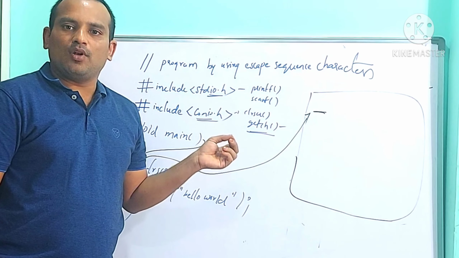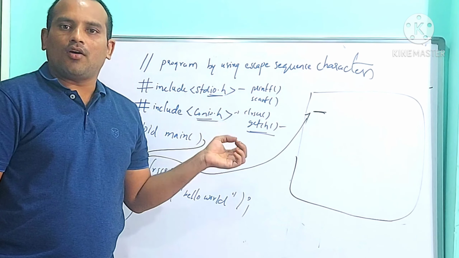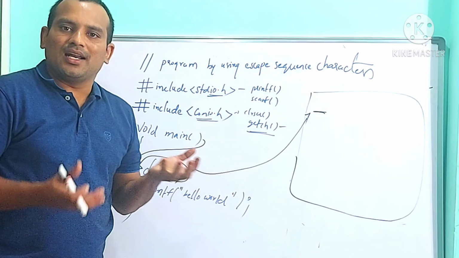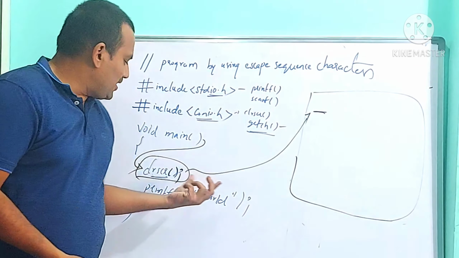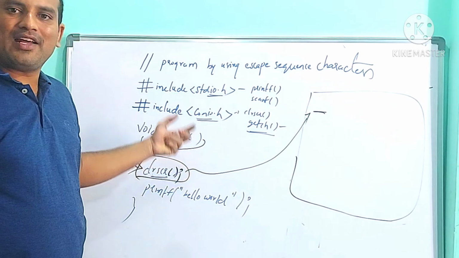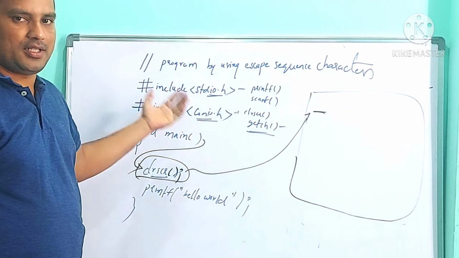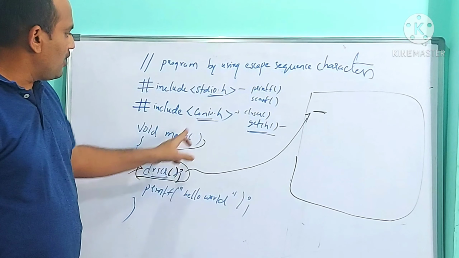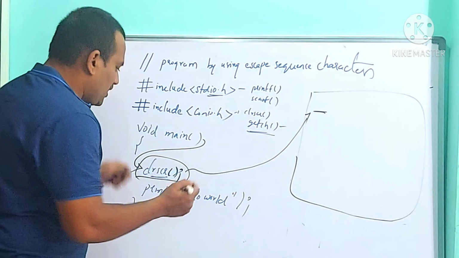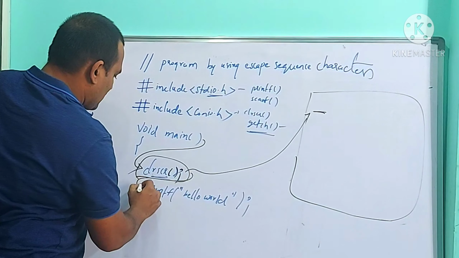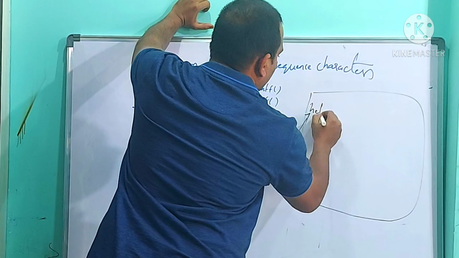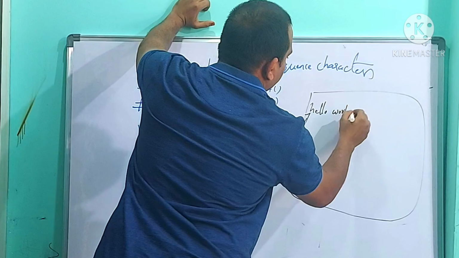CLRSCR is called a predefined function. The meaning is available in the header file conio.h, the console input output header file. Console means related to the output screen. CLRSCR is related to the output screen, correct or not? So that's why the meaning is available in conio.h. If you want to use CLRSCR, you must use conio.h in your present program. Okay. Then after the first line, it comes to the next line. What is there? printf hello world. Then the runner prints the message hello world.